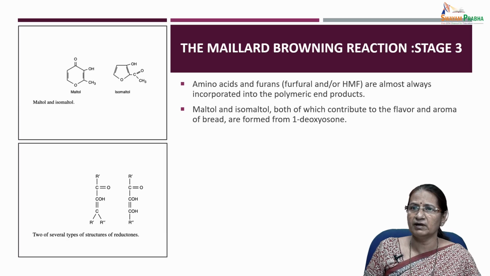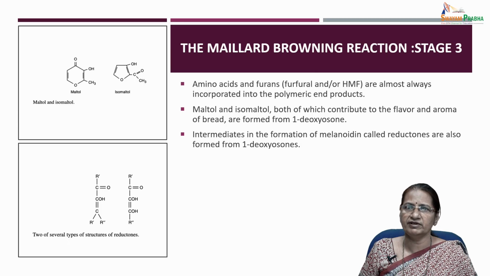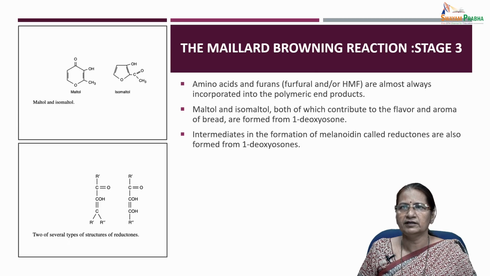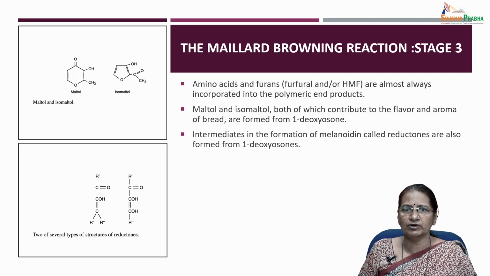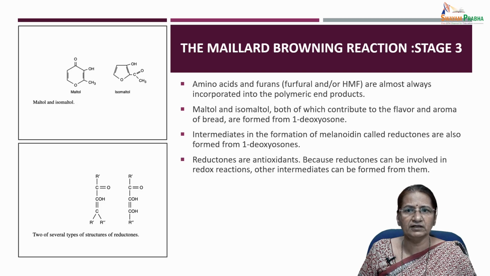Maltol and isomaltol, both of which contribute to the flavor and aroma of bread, are formed from 1-deoxyosone. Intermediates in the formation of melanoidin, called reductones, are also formed from 1-deoxyosones. Reductones are antioxidants because reductones can be involved in redox reactions. Other intermediates can be formed from them.